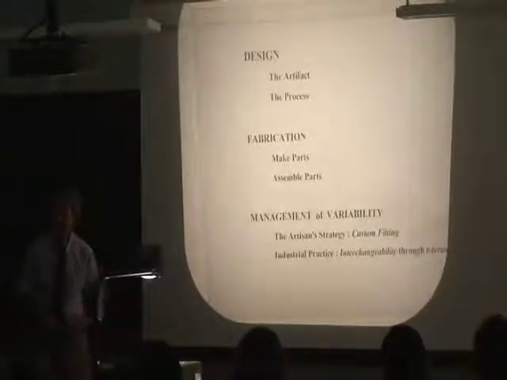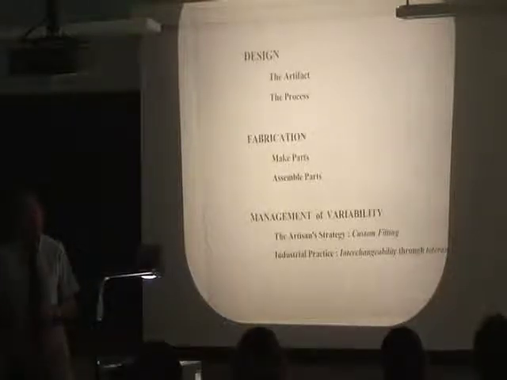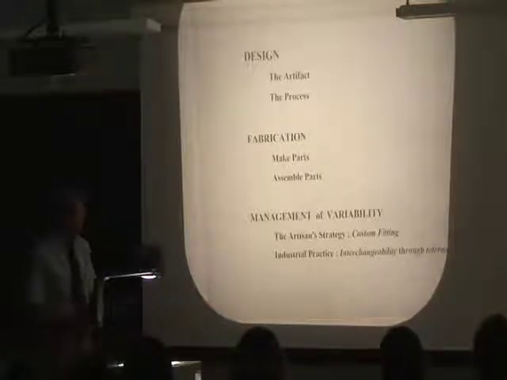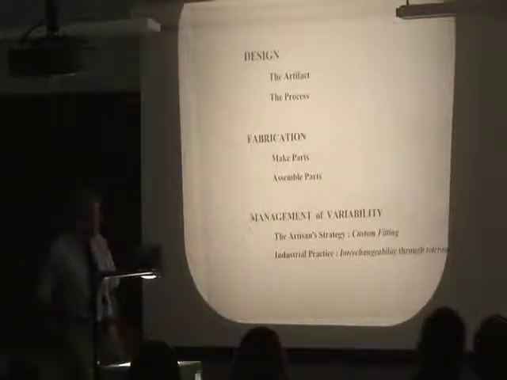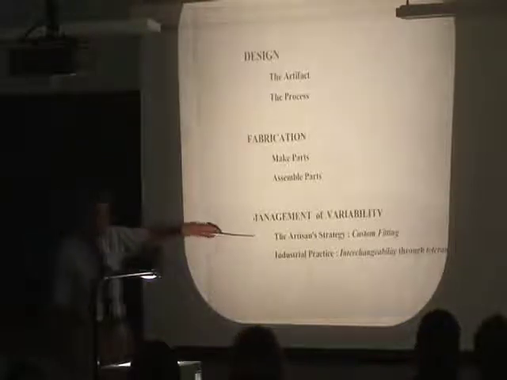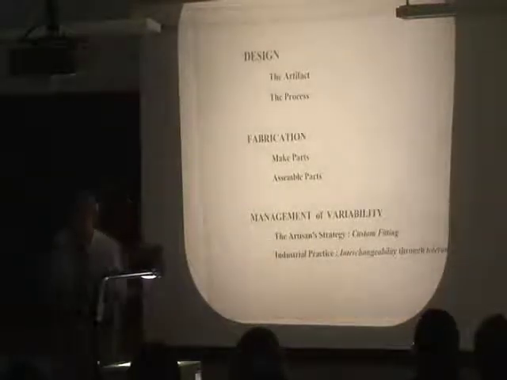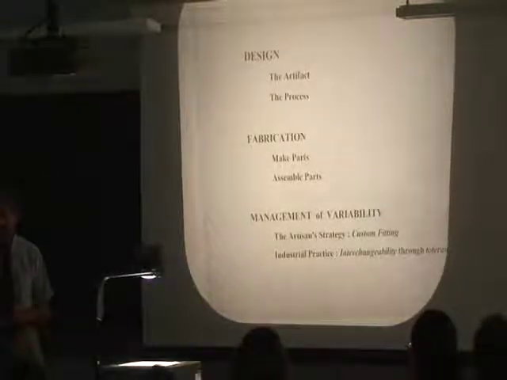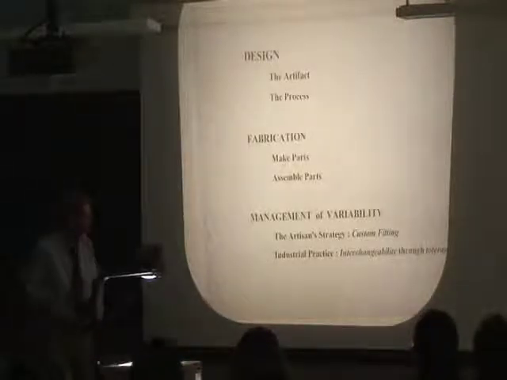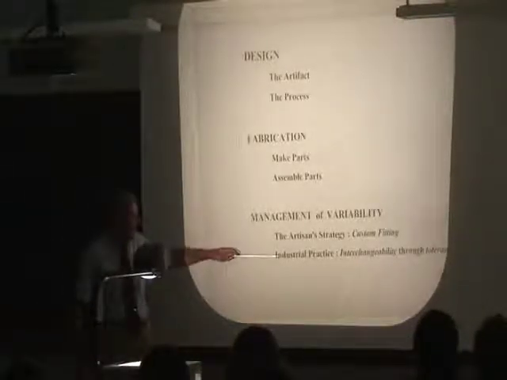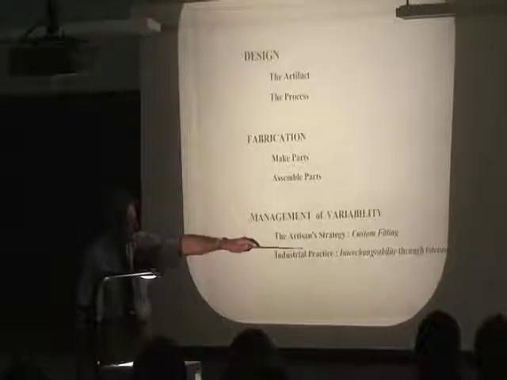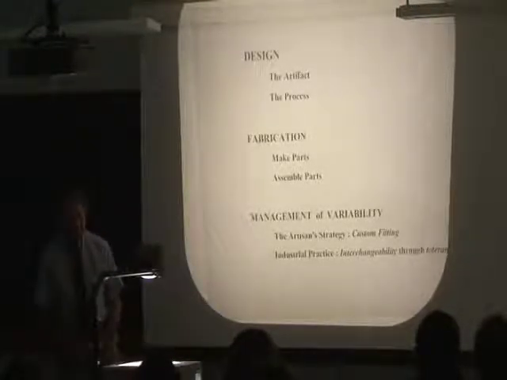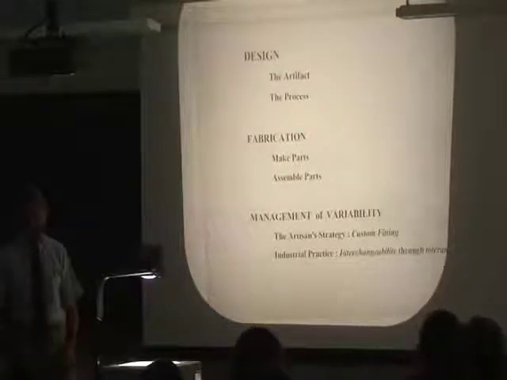People, operators, machines, they all have ranges of error. Materials vary, their strength varies around nominals. So you have to deal with all this variability. Now, there are two strategies. We've talked about the artisan strategy, which is simply custom fitting. Make a part, start to make the second one, and just keep filing until it fits with the first one. And do the third one the same way. Industrial practice, well, this is interchangeability and dispersion of effort, as the diagram showed.